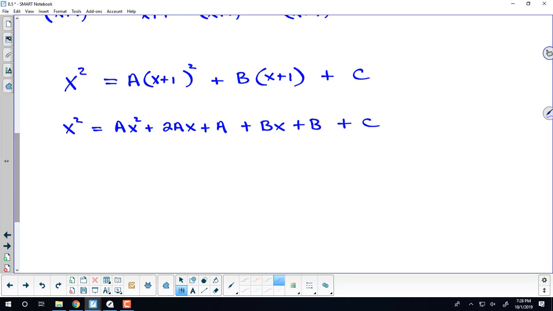If you want to think about the left-hand side, really what we're looking at is x squared plus 0x plus 0. When we equate the x squared term, it's just the A. So x squared equals Ax squared, which means A equals 1, right?